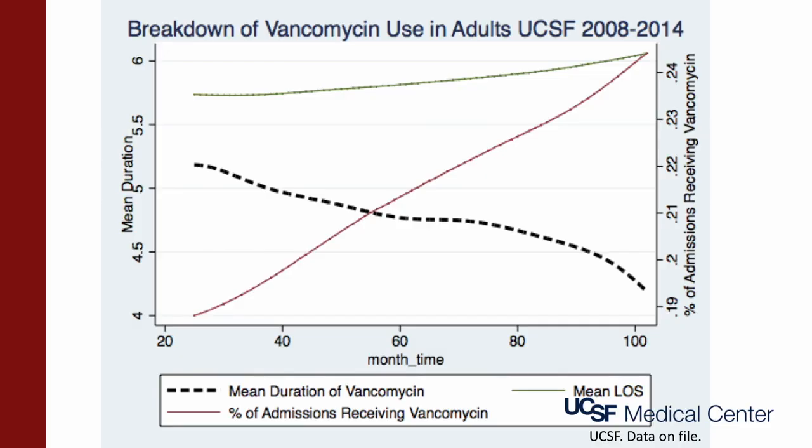A useful bit of information was figuring out what was driving the increased number of days of therapy of vancomycin. We were able to separate out the mean duration of vancomycin that patients received, noted with the dotted dark line, from the number of new starts of vancomycin, noted by the red line. Over the time period, the mean duration of vancomycin among patients who received it actually went down, but the number of new starts increased substantially, such that 25% of all adult admissions for any indication were receiving vancomycin during their hospitalization.